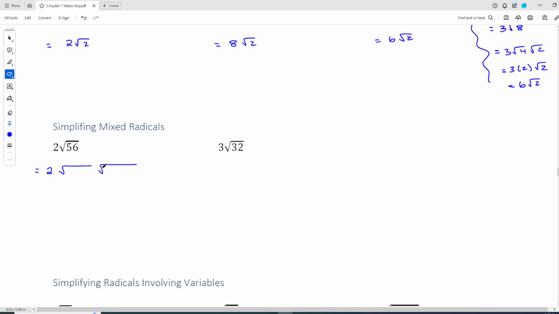So I always start by dividing by 2, which gives 28, not a perfect square. The next highest perfect square is 25, but that won't go in. So I'm going to try dividing by 16. 56 divided by 16 didn't work. So I try 56 divided by 9, which didn't work. I try 56 divided by 4, and that works. So I've got 4 and 14.